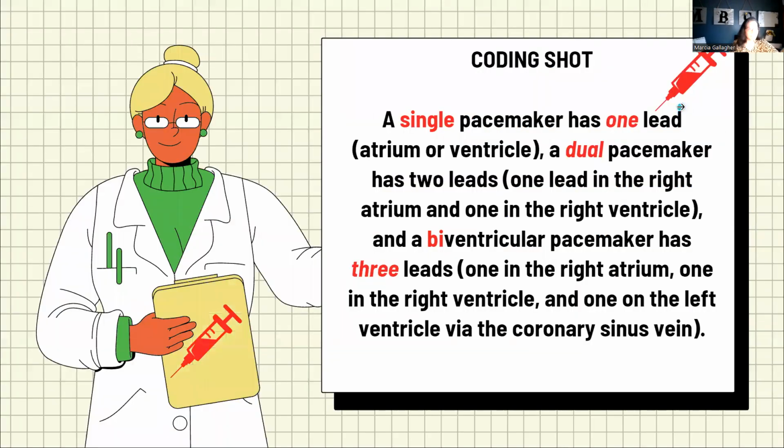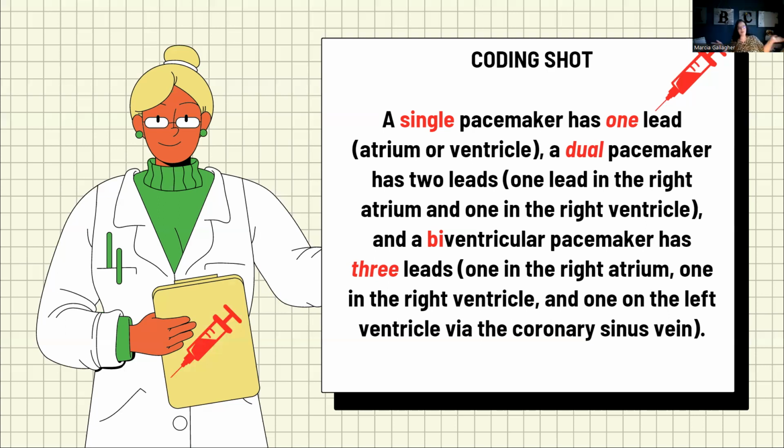So let's look at our coding shot. A single pacemaker has one lead, atrium or ventricle. A dual pacemaker has two leads. One lead is in the right atrium and one lead is in the right ventricle. Sorry, guys, early in the morning, right? And a biventricular pacemaker has three leads. One in the right atrium, one in the right ventricle, and one in the left ventricle via the coronary sinus vein.